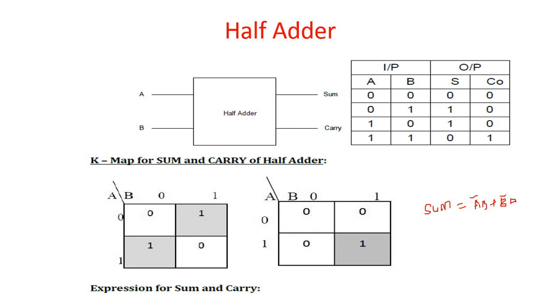For the next, carry, so this is a single one. If I group this one, the carry equation becomes C out equal to AB.